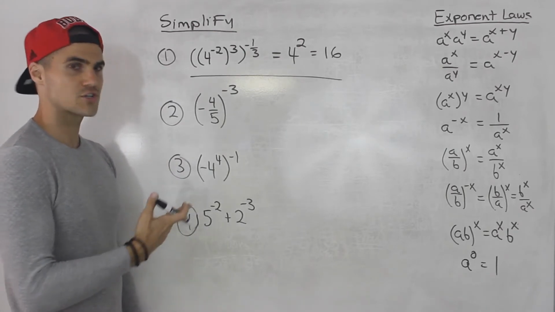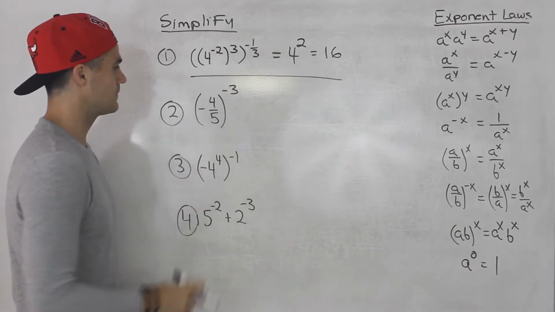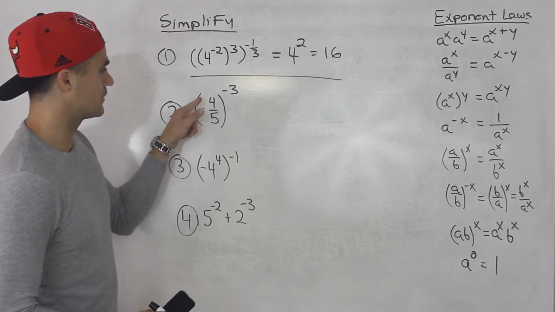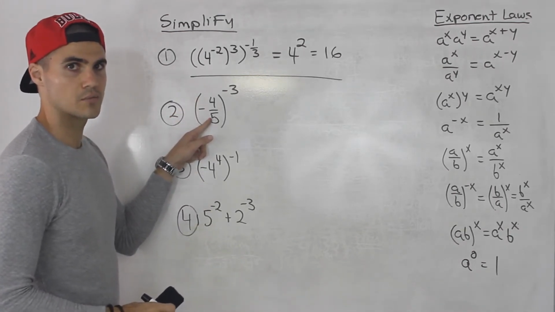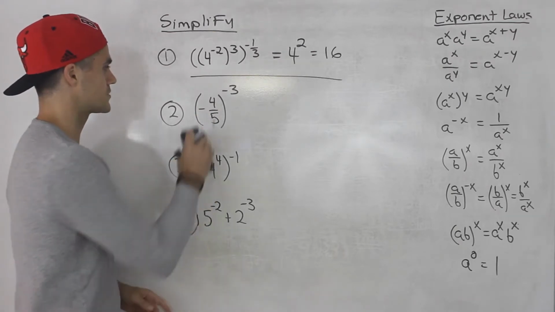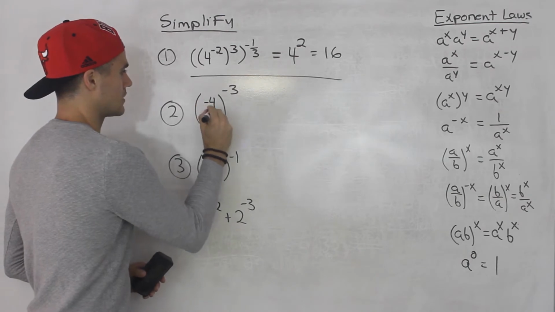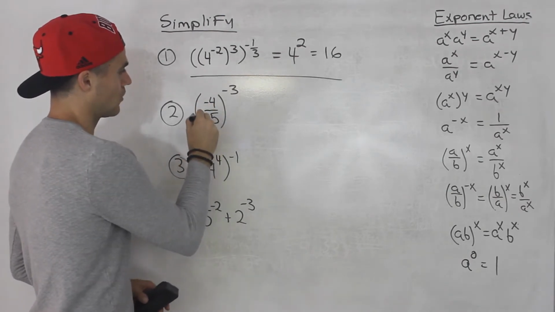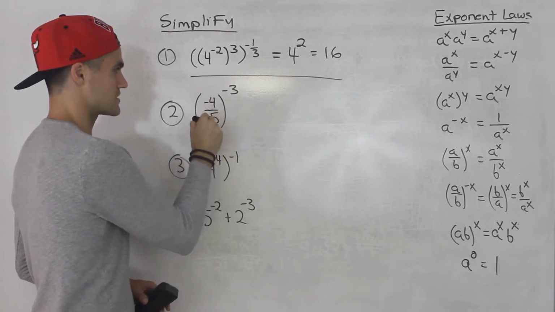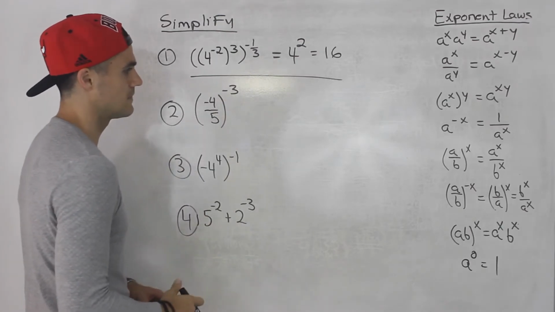Number two, we have negative 4 over 5 to the power of negative 3. Whenever you see a fraction in this format with a negative in front, you want to take that negative and put it in either the numerator or the denominator. Not both, but one of them. Usually I just put it in the numerator. So we have negative 4 over positive 5 to the power of negative 3.